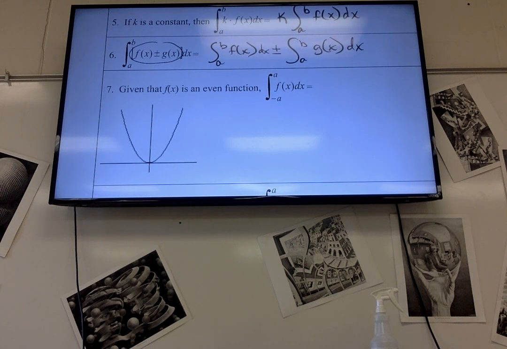Okay, for an even function, if I'm going from negative a to a, remember, it's the area here.